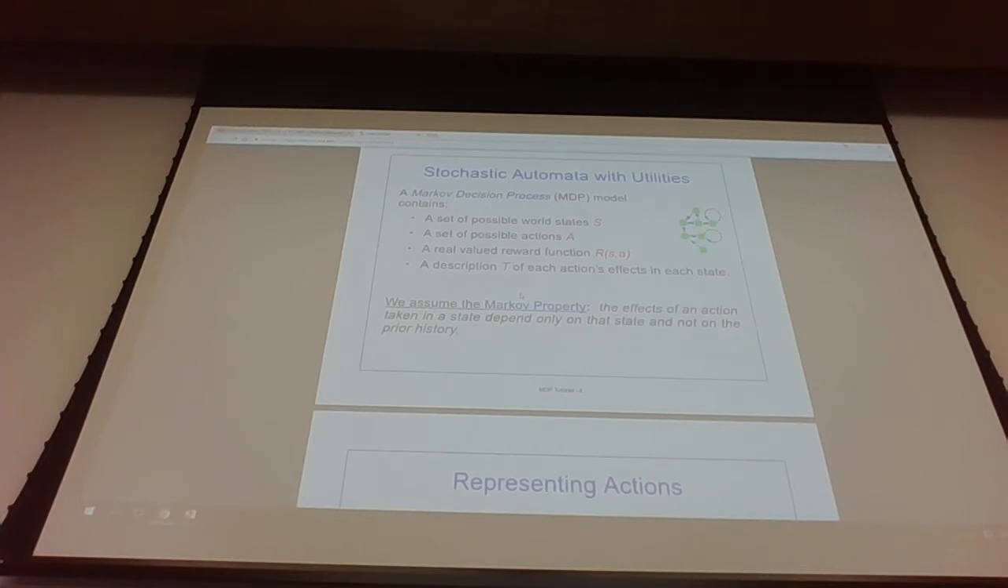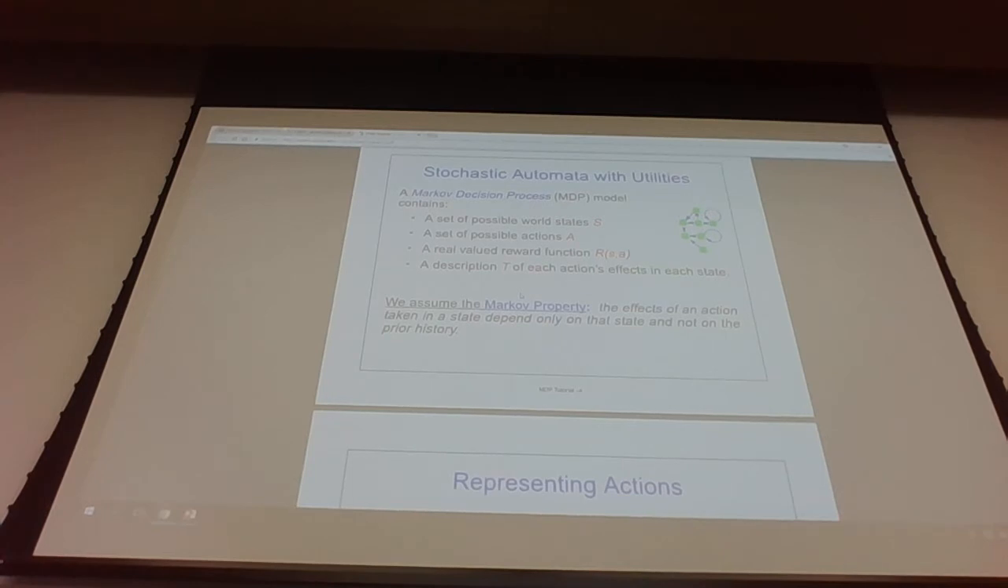So what is the model? The model is a set of possible world states. So you know all the states. And a set of possible actions, A. So there is some set of states and some set of actions that you can do. And then a real valued reward function. So what is the reward function? If you are in a state S and you take an action A, you get a reward for that state.